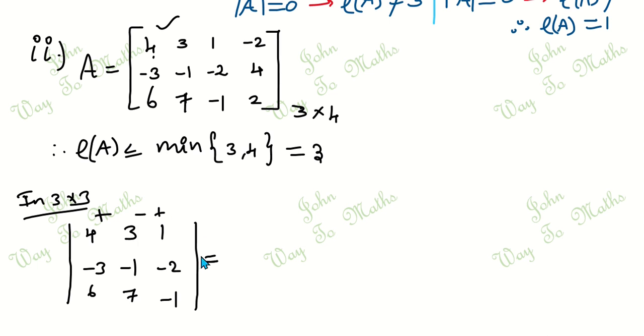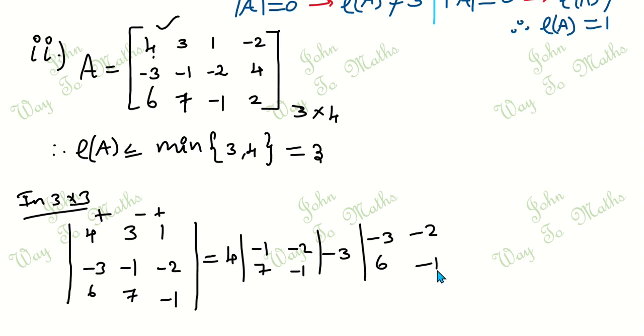I'm going to give the signs, which is equal to: here 4 times the determinant minus 1 7, minus 2 minus 1, then minus 3 times the determinant, with its row and column eliminated, the remaining entries 3 7, 1 minus 1, then plus 1 times the determinant, with its row and column eliminated, the remaining entries minus 3 6, minus 1 7.